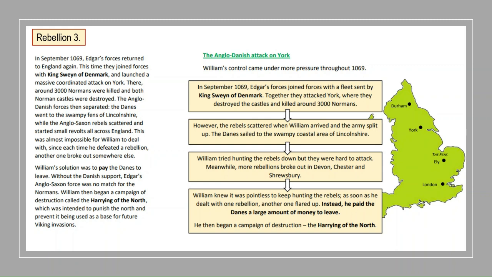William then began a campaign of destruction called the Harrying of the North. It was intended to punish the North, but also prevent it from being used as a base for future Viking invasions. So he was pretty fed up of the fact that the Vikings and King Sweyn appeared all the time to cause trouble. And the reason they did it was because in the north, Northumbria, there were lots of Danish families, Viking families that would welcome them in, help them, give them supplies. William decides he's going to destroy the whole area so they can never use it as a base again.